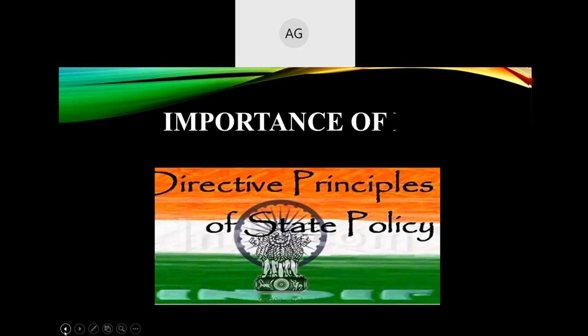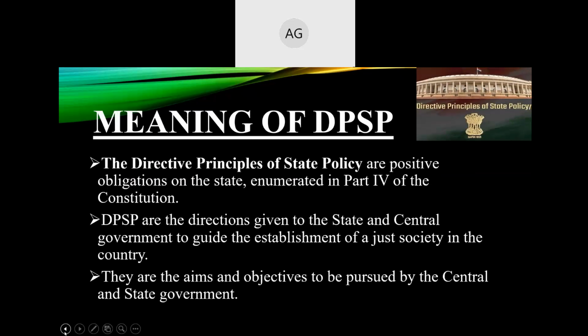Students, when I was explaining directive principles of state policy, what did I tell you? I explained that they are the obligations, the responsibilities, the directions, the principles which have to be performed by the state. And very importantly, these directive principles of state policy are incorporated in Part 4 of the Constitution.